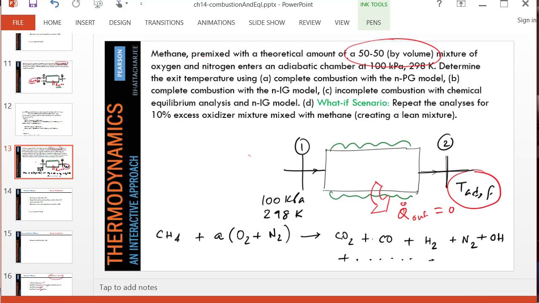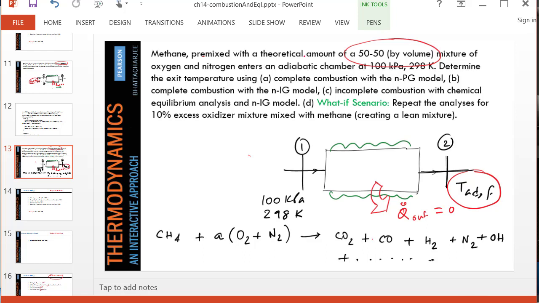The theoretical amount means that if the reaction were theoretical, which means complete and no excess air or fuel, in that case the amount of oxidizer required is called the theoretical amount.